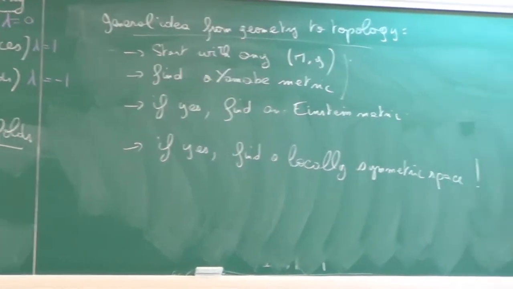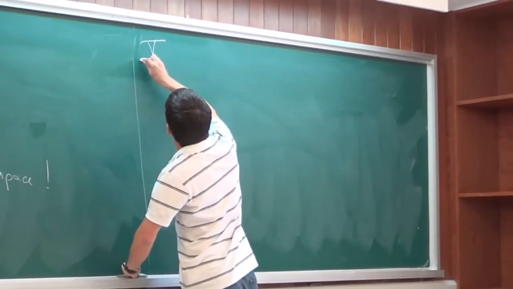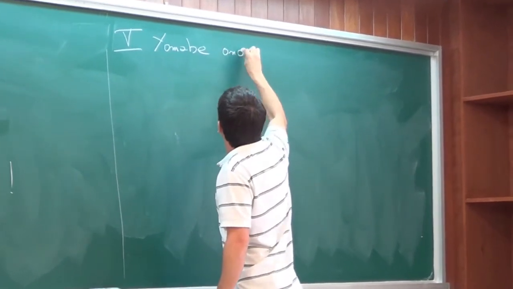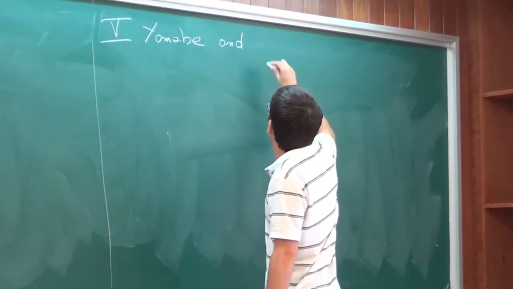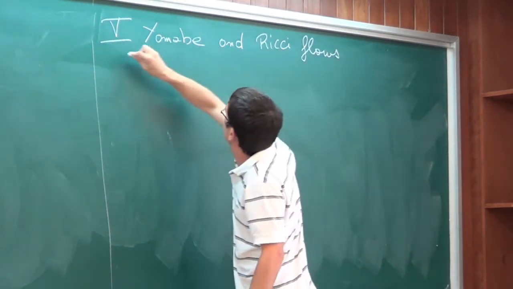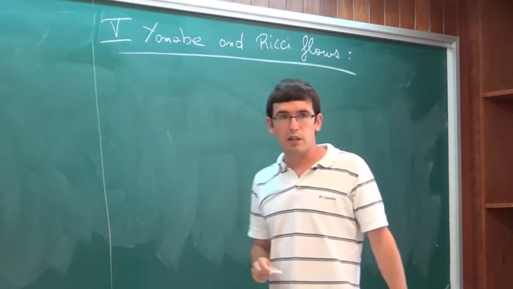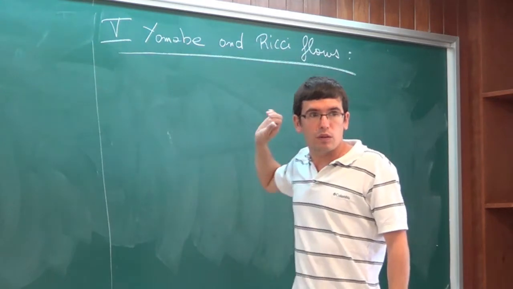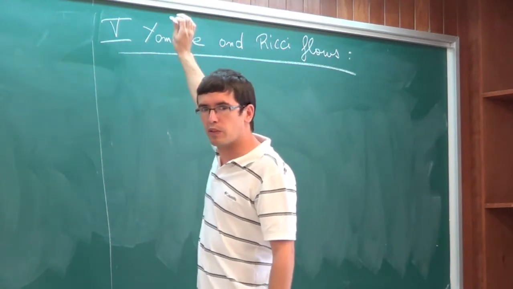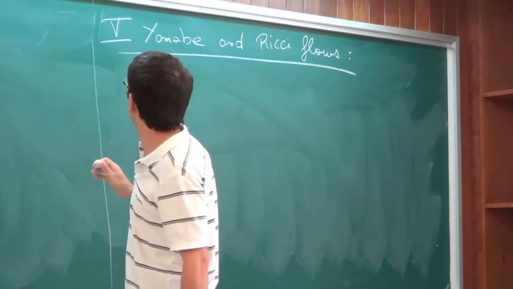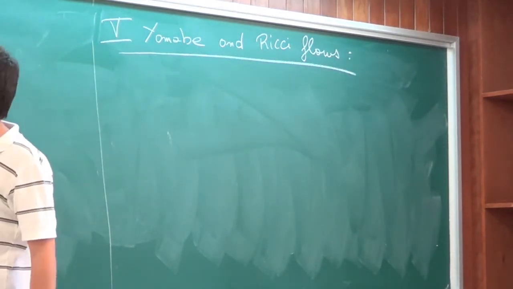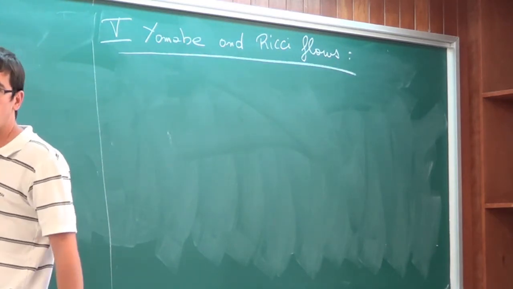So let me enter the key parts of my topic. A family of geometric flows, which are called Yamabe flow and Ricci flow. The Ricci flow is the one you may have heard of. The Yamabe flow is easier to deal with, so I will start with this one because you will understand it far better. But it's only about the first step. The Ricci flow allows you to do the second step, and sometimes even the third one.